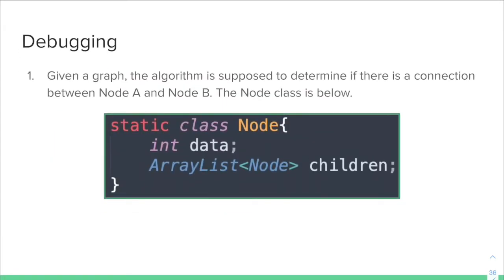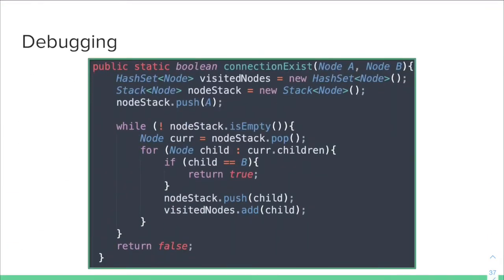The last exercise we're going to look at is a debugging exercise. So the problem reads, given a graph, the algorithm is supposed to determine if there is a connection between node A and node B, and the node class is given below. Since this is a debugging exercise, we know some bug exists in the code on this page. So we see we have a bunch of code here, and we have this method connection exists that sees if there's a path between node A and node B.